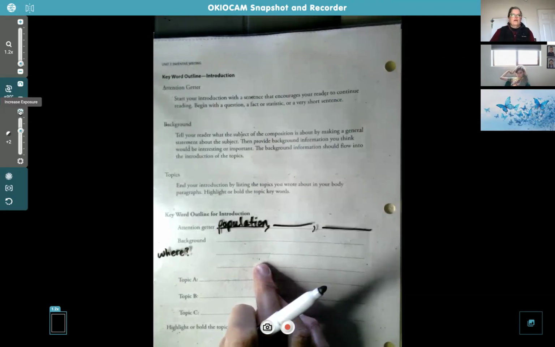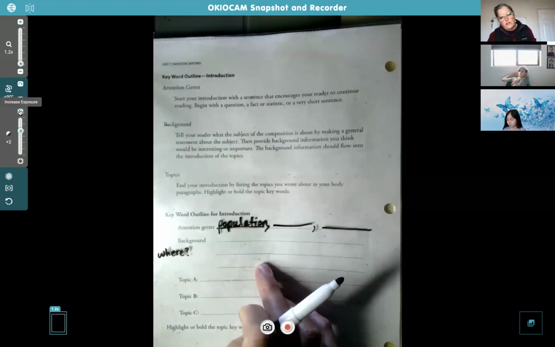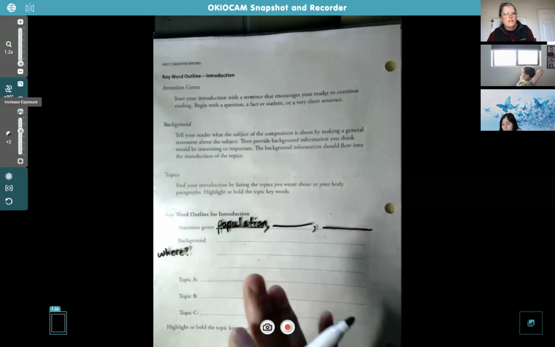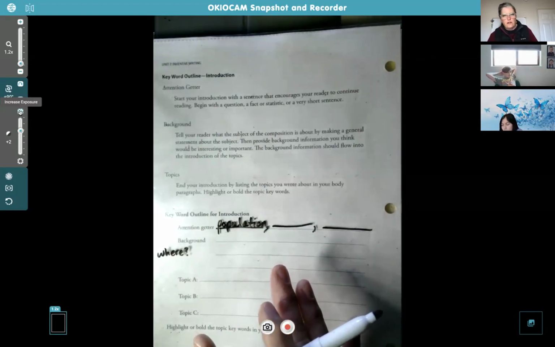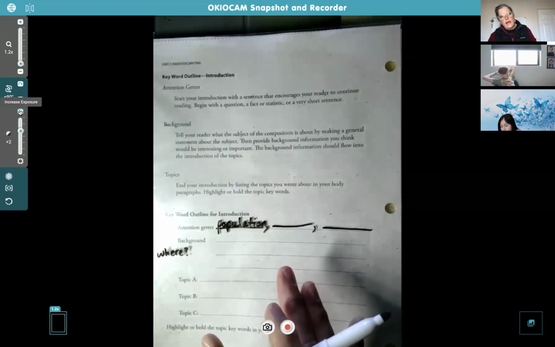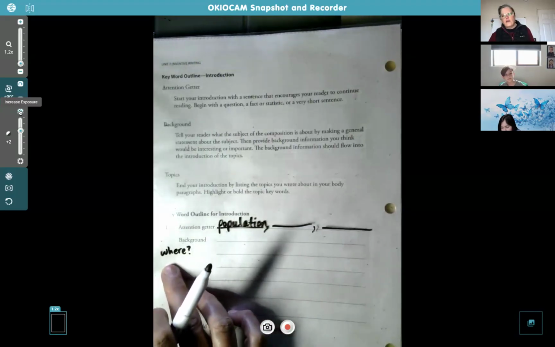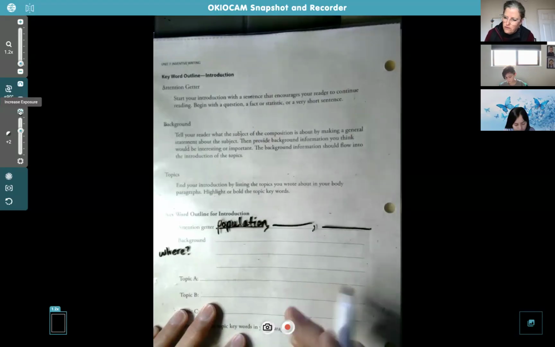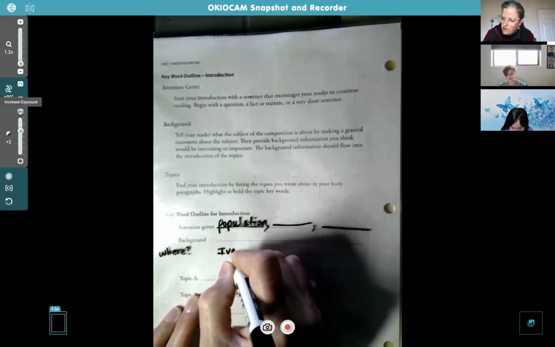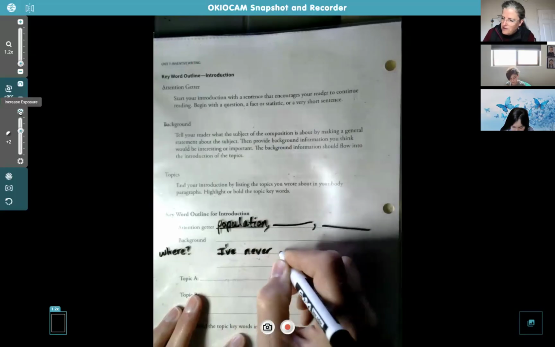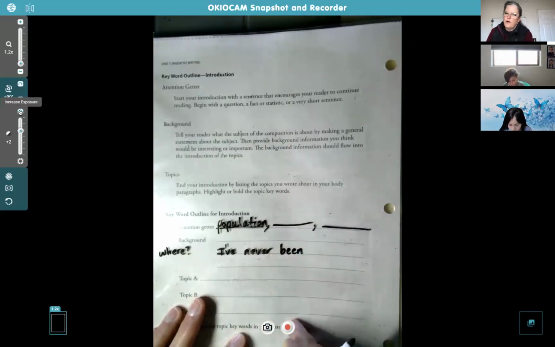Another thing you can include about your background is something about what made you want to write about your country. Why did you pick Egypt to write about? Is it because you're going to go there? No, the main reason is because I've never been to the place. Okay, so mention that in the background. I've never been. That's one reason why you wrote about it.